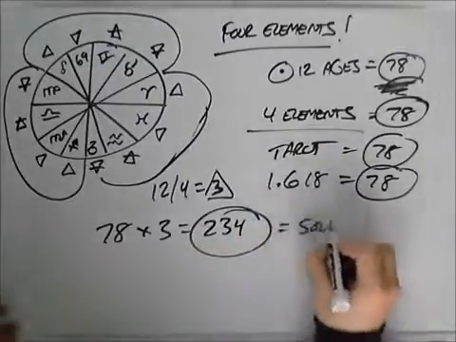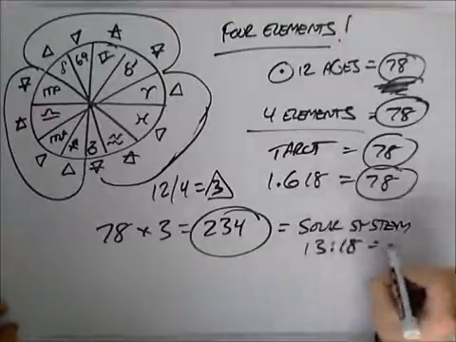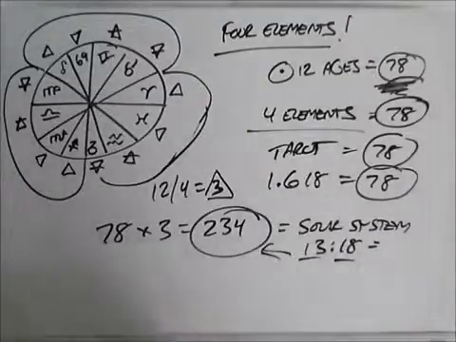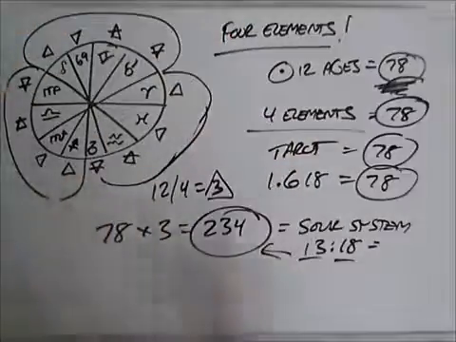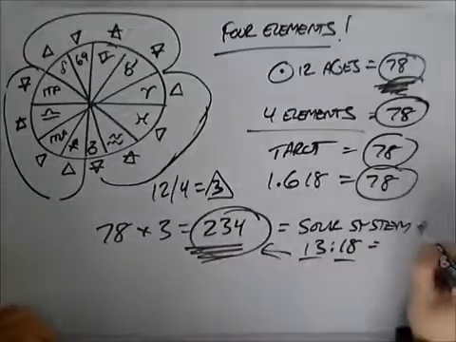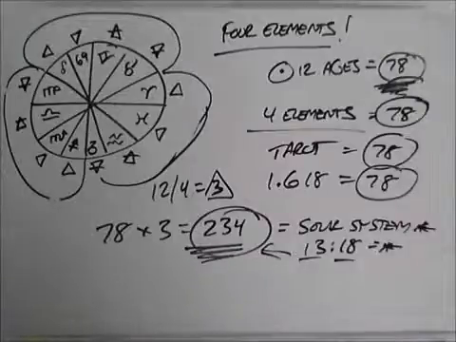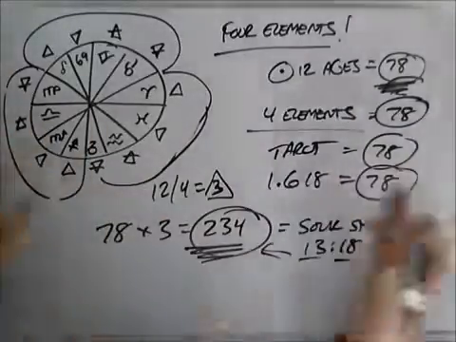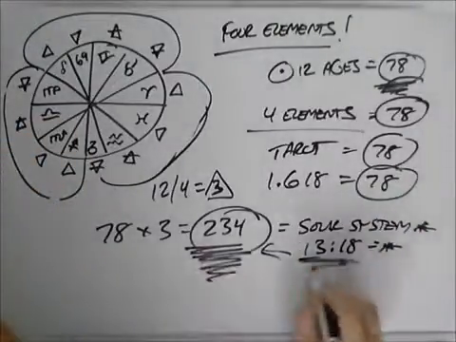And this is our solar system. This is the number that we find in that 13:18 of Revelation. 13 times 18 equals 234. So we have 4 alchemical elements, 78 plus 78 plus 78 equals 234. And we found that number in our solar system, and we found it in St. John's Revelation. And so we can see that however the astrology of creation unfolded throughout time, it was working off the archetype of number.